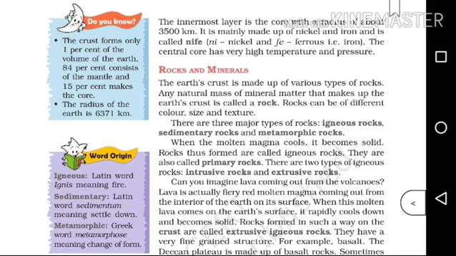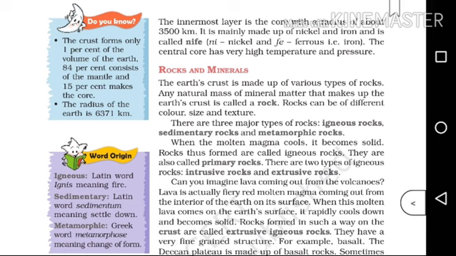So, the earth's crust is the outermost layer of the earth, and it is made up of various types of rocks. These are the natural mass of mineral matter. Okay, so the natural mass of mineral matter that makes up the earth's crust is known as rock. And the rocks are of different colors, sizes and textures also. There are three major types of rocks: igneous rocks, sedimentary rocks and metamorphic rocks.